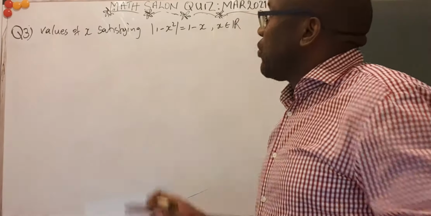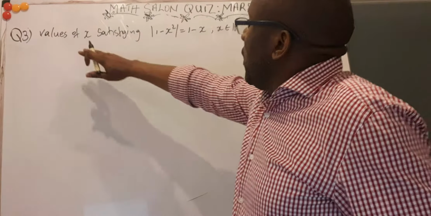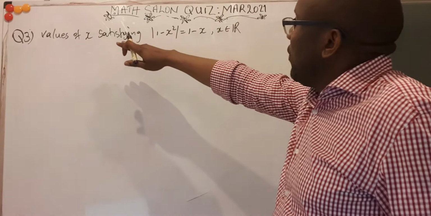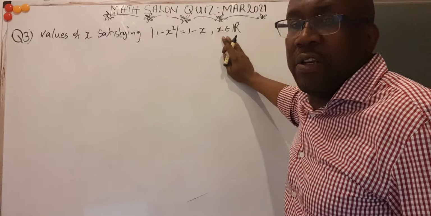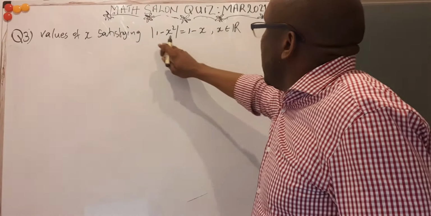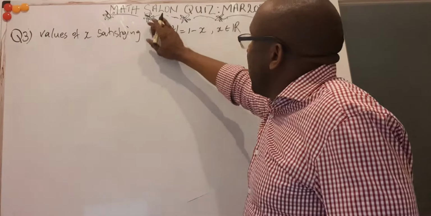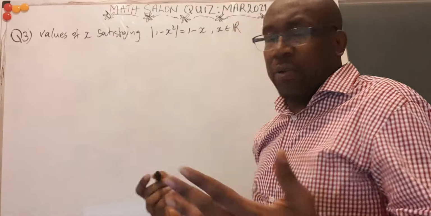The next question was question number 3. For this question, we were asked to look for values of x which satisfy this equation, knowing that x is a real number. The skill that you had to learn here is the idea of the absolute of a value.